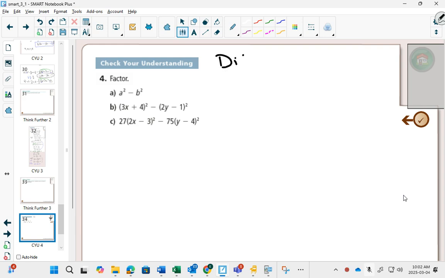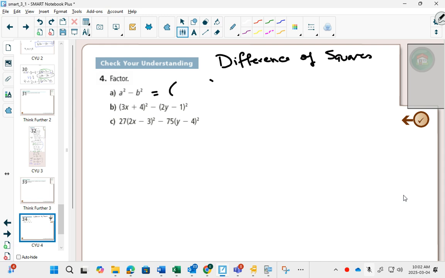So these are all questions that will require you to be good at the difference of squares factoring technique. And the difference of squares is always something squared minus something else squared. That's what the difference means, that in between the two squared things is a subtraction sign. And since they're both squares, you have one squared thing minus another squared thing.